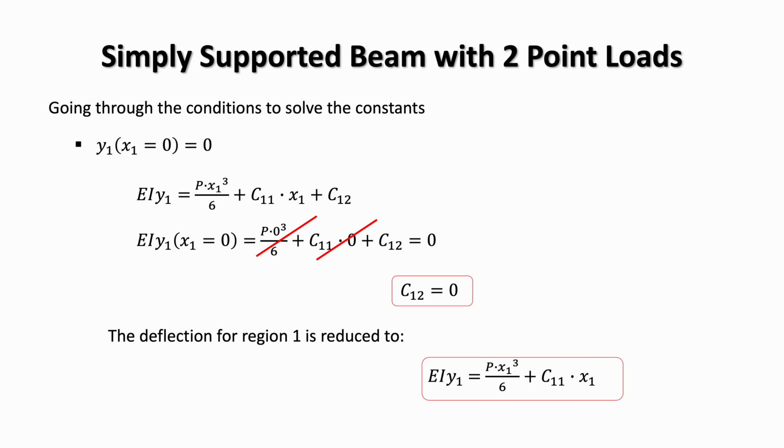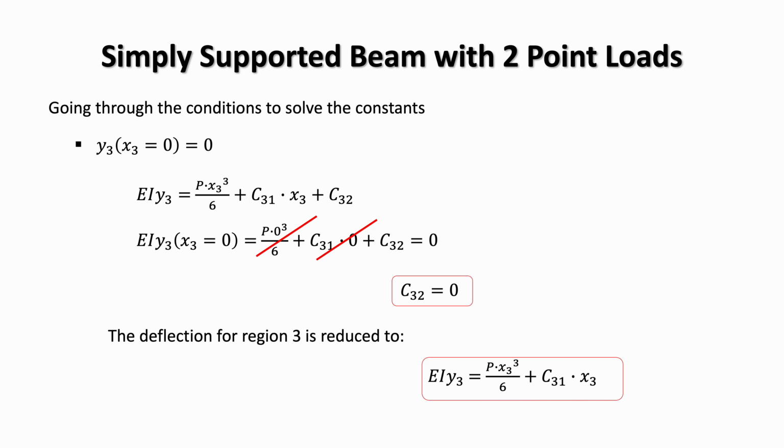Knowing that c12 equals 0, we can simplify the deflection expression for region 1 to px1 cubed over 6 plus c11 times x1. In a similar manner, we can now apply the boundary condition at the right-hand support. At support D, the deflection must be 0, and in region 3, this corresponds to the condition that y3 when x3 equals 0 equals 0.